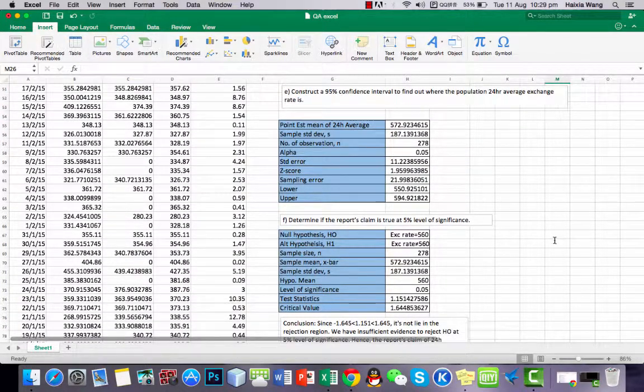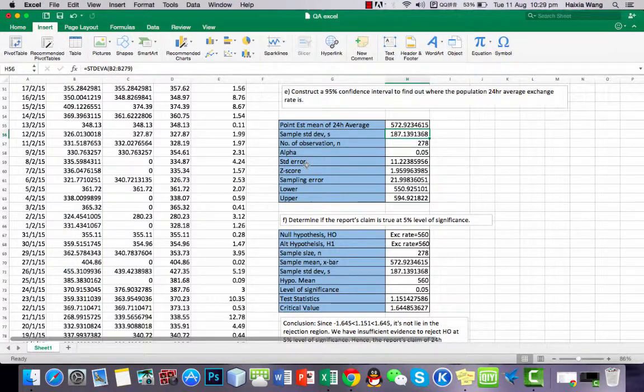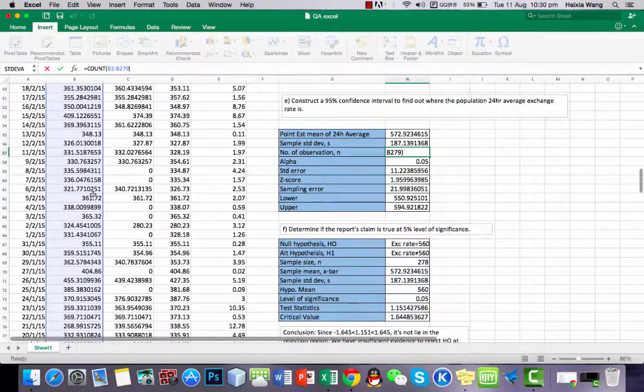For part E, I key in all the variables I need to find first. Then for the mean, I use the formula equal sign average. Then I select the whole column. Then I press enter. For the standard deviation, I use the formula equal sign standard deviation. The A stands for sample. Then I select the whole column. Then I press enter. For the number of observations, I use the formula equal sign count. Then I select the whole column, then I press enter.